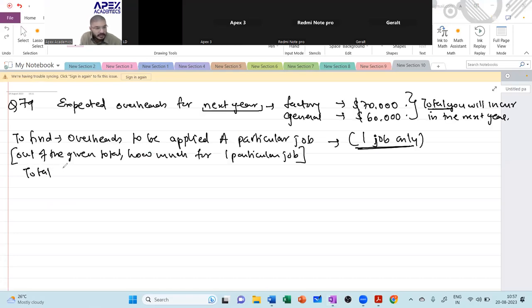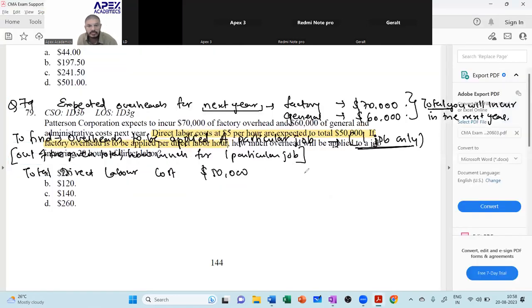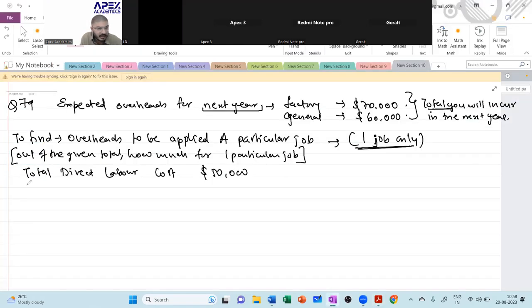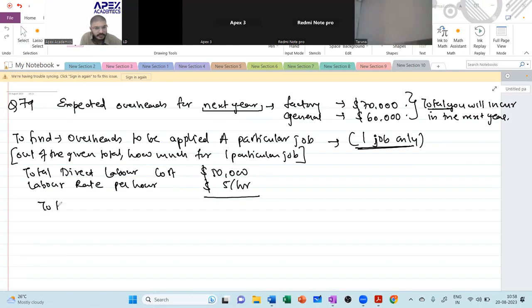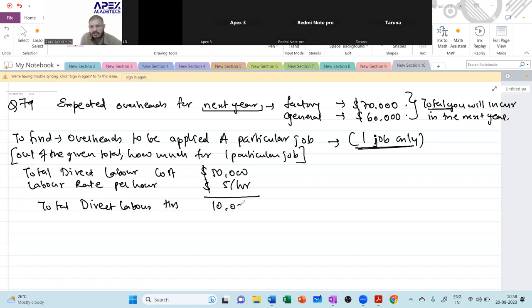Total direct labor cost: $50,000. Labor rate per hour: $5 per hour. Total direct labor hours: 10,000 hours. How many hours are we looking at? We are looking at 10,000 hours.